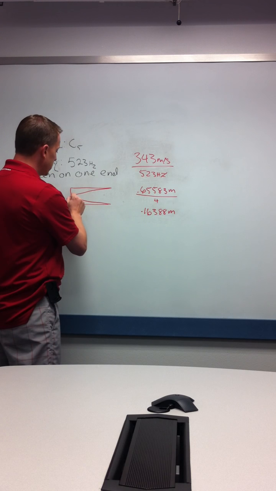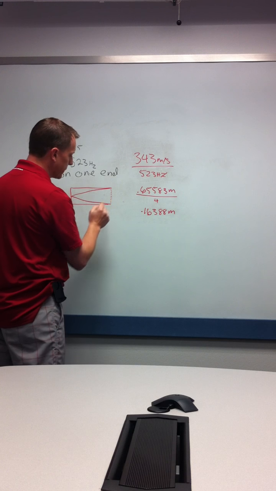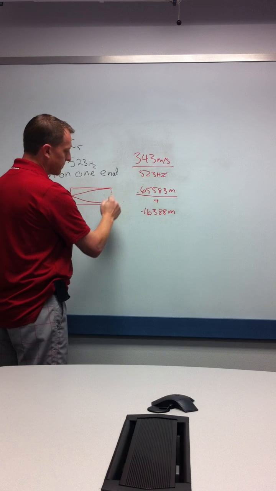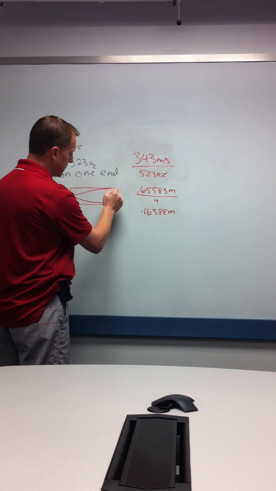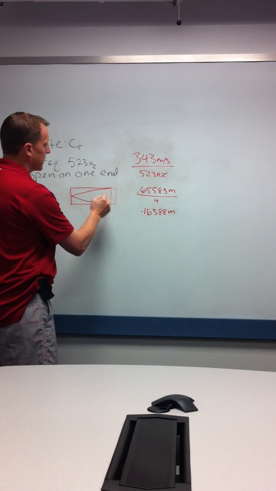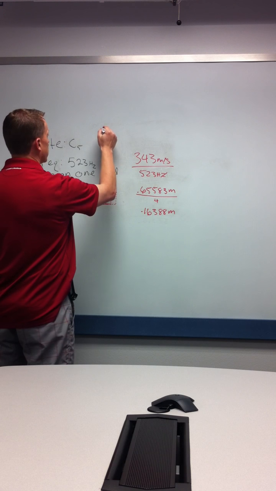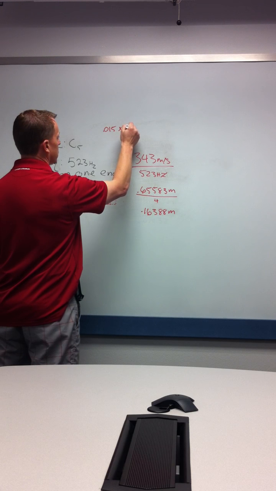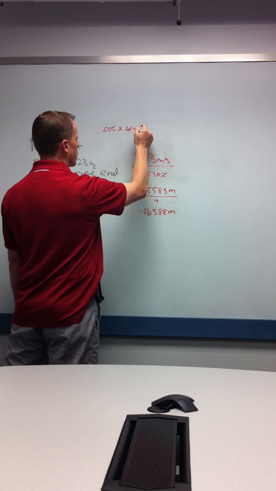Okay? Now, it would be nice if we were done right there, but the fact of the matter is, as sound travels out of this tube, here's the end of the tube, because the air outside is a different pressure, the tube is actually extended just a little bit. And we can find that calculation by taking the inside diameter of the tube, which we know is 0.015, and we multiply that times 61%.